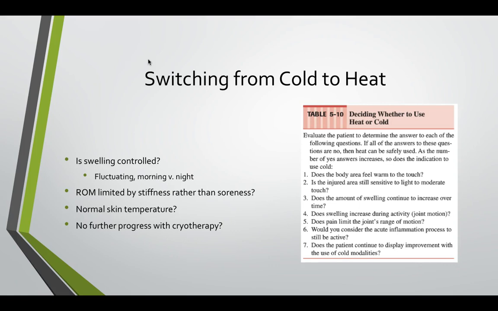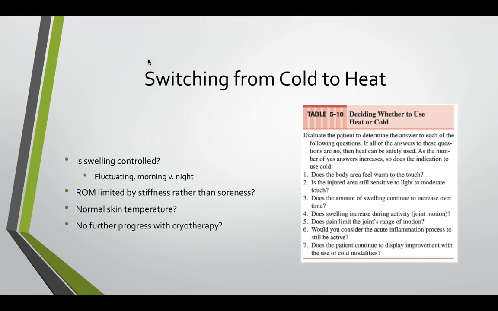Does the swelling increase during activity or joint motion? That again has to do with that fluctuation. Does pain limit the joint's range of motion? So again, pain limiting exercise is an indication for cold. Would you consider the acute inflammatory process to still be active? So again, are we thinking those 5 signs of inflammation are still really present and still active and still changing?